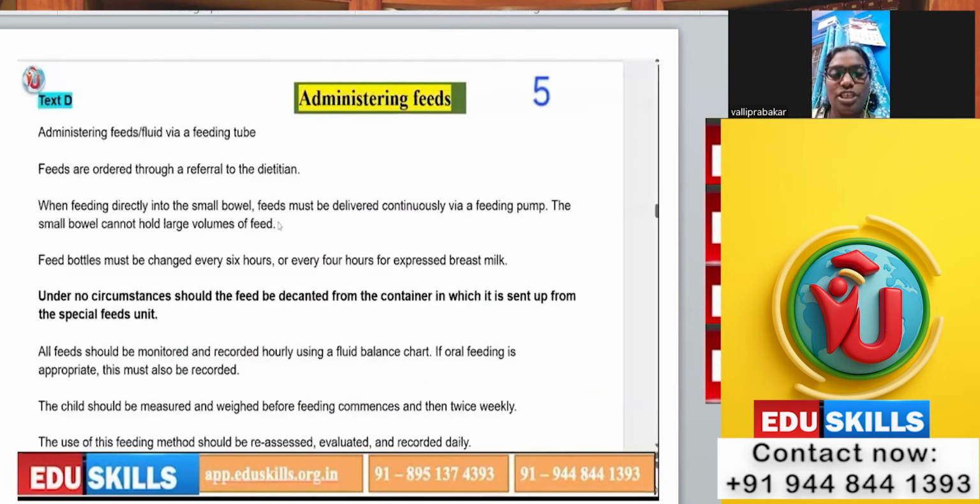Then Text D. Text D is about administering feeds. In that we can read administering feeds, fluids via feeding tube. They mention administering feeds. So we can keep these four headings for A, B, C, D. It has a thematic link.